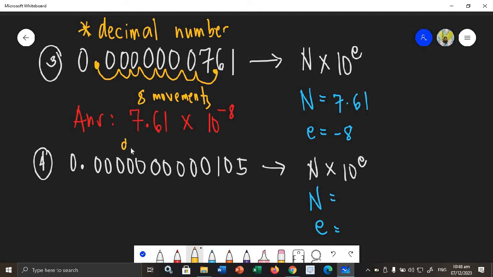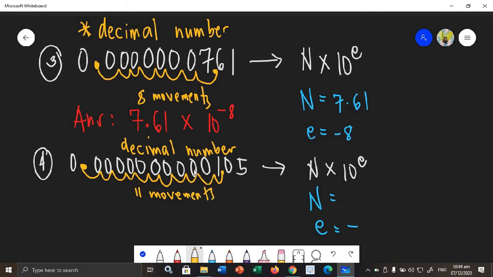This given is a decimal number. So, automatic, if the given is a decimal number, you can expect na yung exponent niya ay negative. Okay, so ito yung decimal point. We need to move it to the right. Okay, kabaligtaran siya ng whole number kasi sa whole number to the left, ito to the right. So we have 1, 2, 3, 4, 5, 6, 7, 8, 9, 10, 11. So we have 11 movements. Therefore, we can say na yung value ng e mo is negative 11. Yung value ng n mo is 1.05.